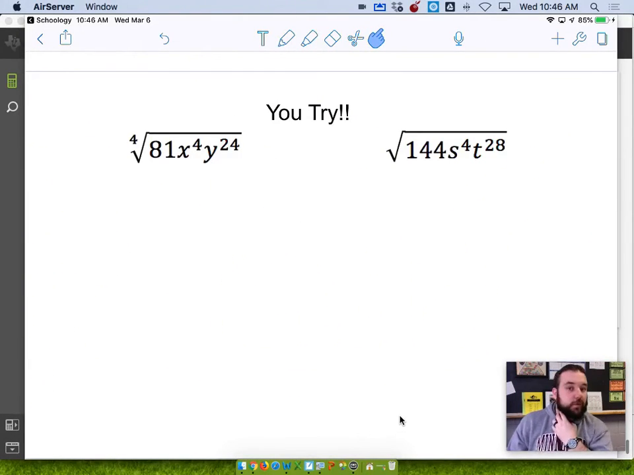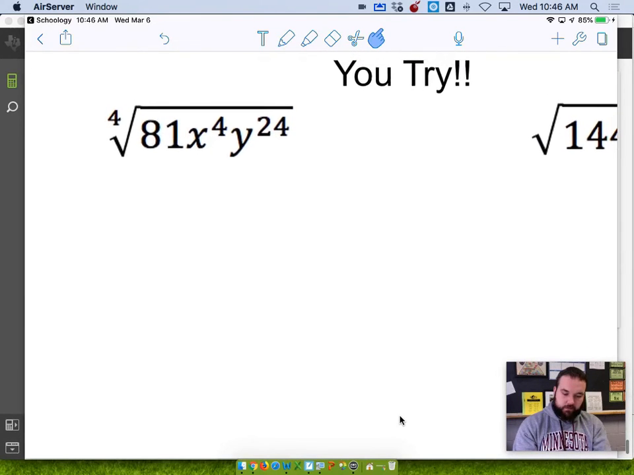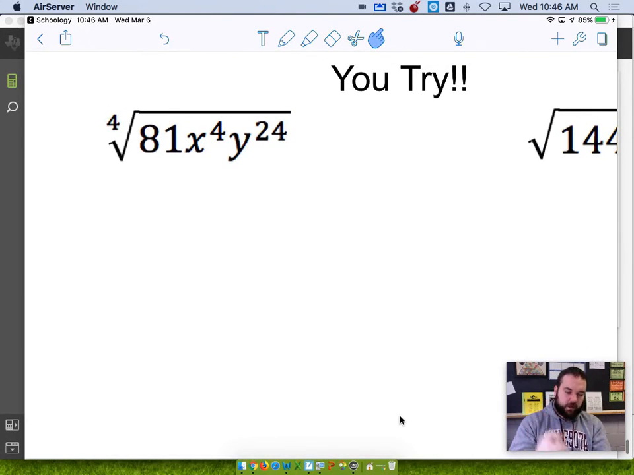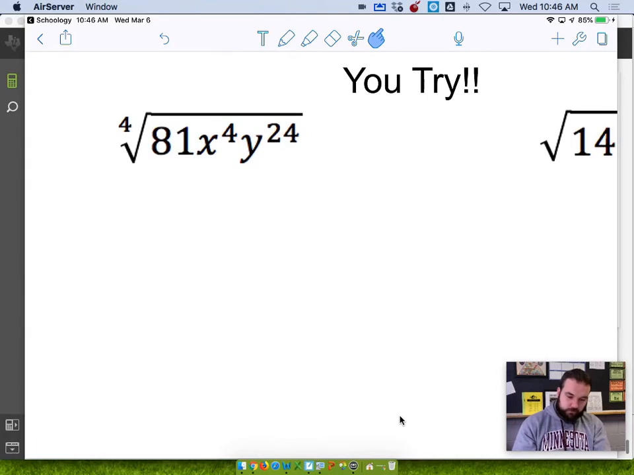All right, for these last two problems, go ahead and pause the video, give it a try yourself, see if you can figure out when to use the absolute value and when you don't have to. So pause now, then come back and see how you did.